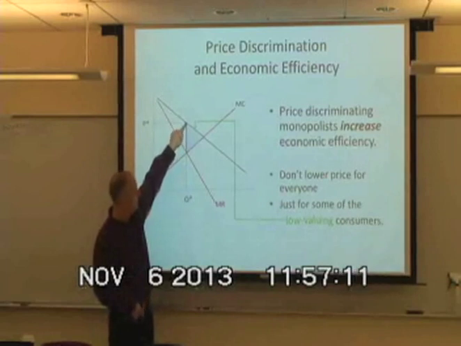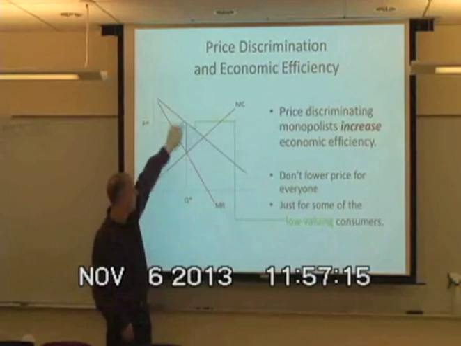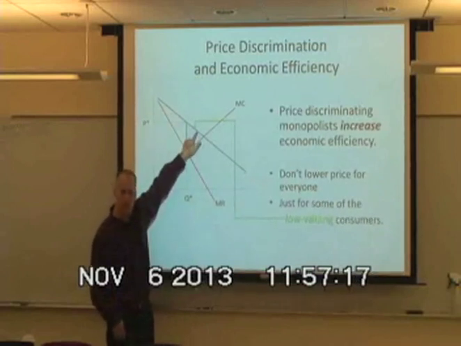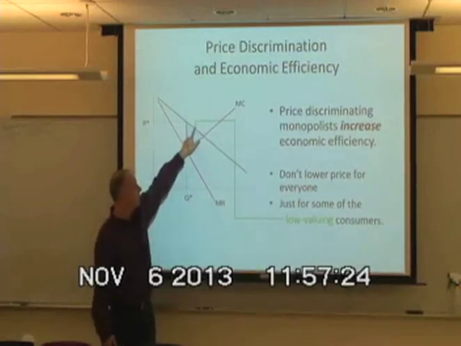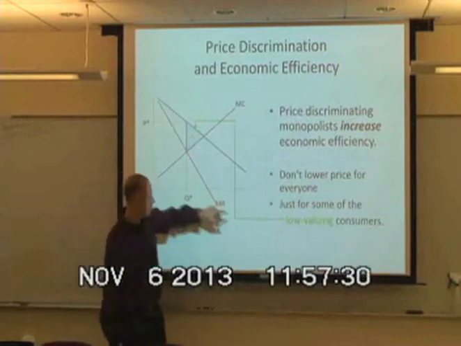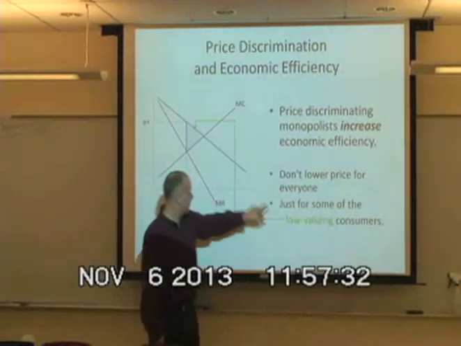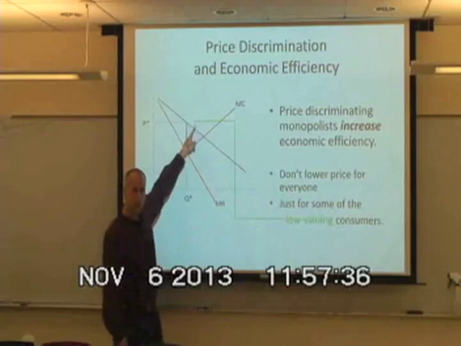But the price discriminator doesn't lower price for everyone. They still try to get these guys up at the high price. But then they offer a lower price for coupon clippers and senior citizens, for instance, that finds a way to charge the lower demand customers the lower price. Right? They don't lower price for all of the consumers. They lower the price just for some of the low value customers, the ones who have relatively low willingness to pay.